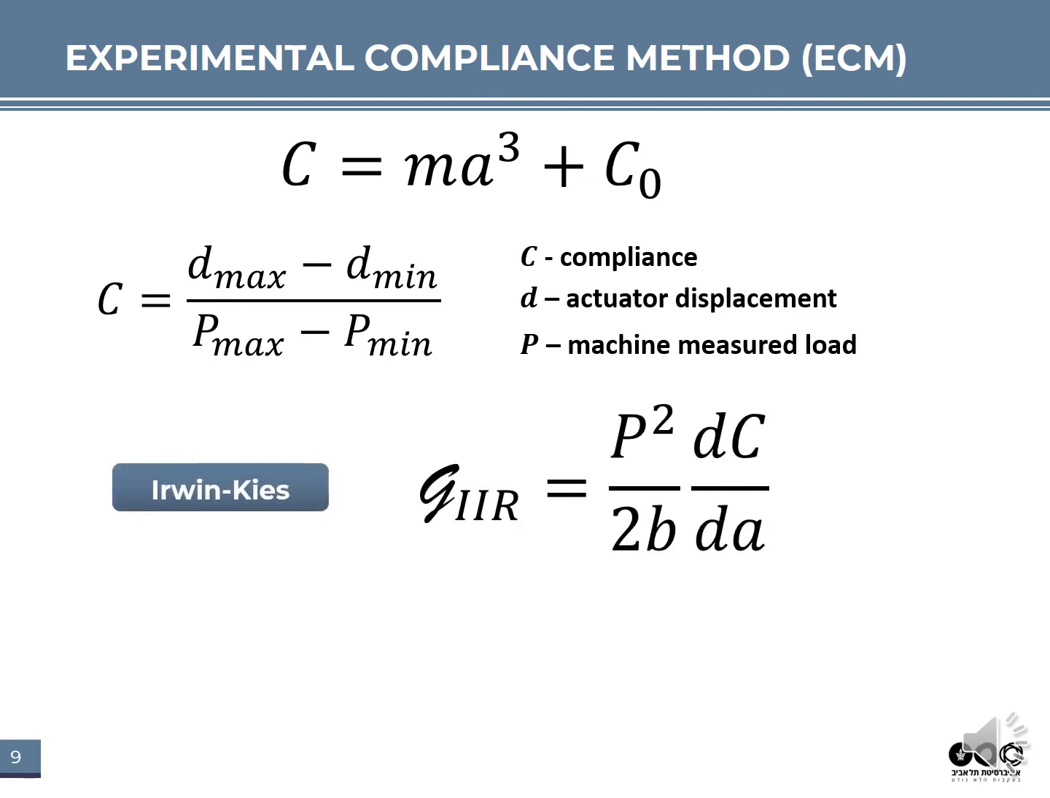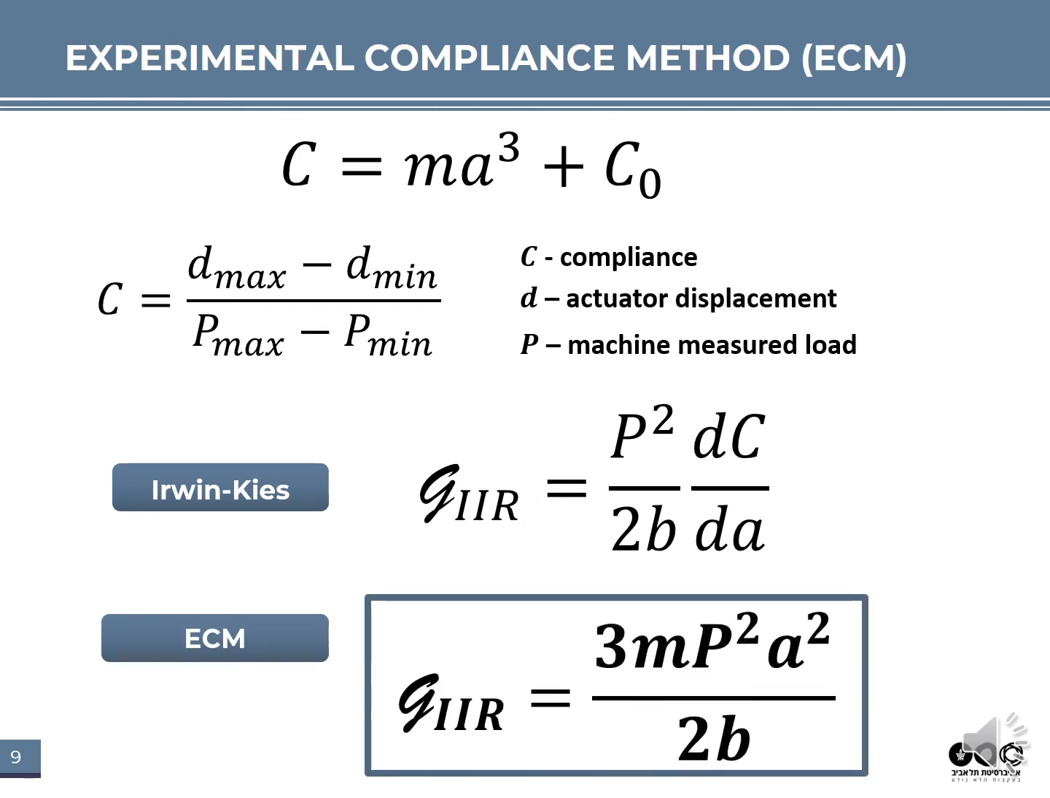In order to calculate the energy release rate, the Irwin-Kies relation was used, and the derivative of the relation which relates the compliance and the delamination length was found and substituted into the Irwin-Kies relation, so that finally a relation between the energy release rate, the applied load, and the delamination length is obtained. And using this relation, the R curve was found for each specimen, and finally a global R curve was obtained.